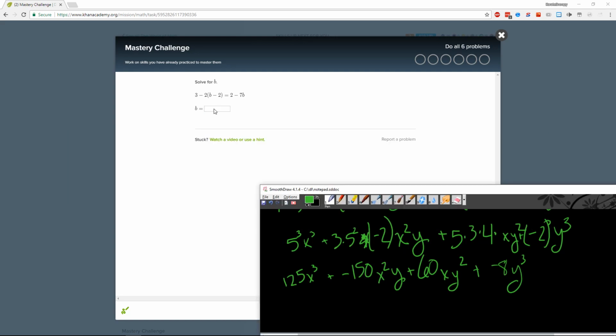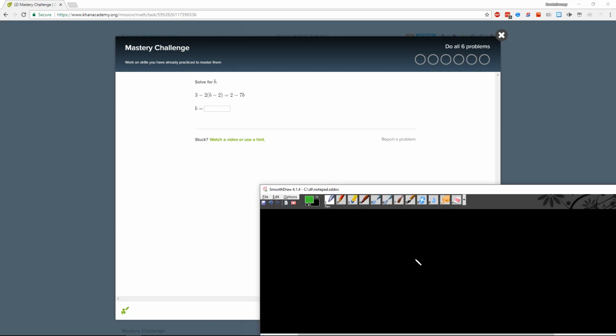Solve for b. Let's see. 3 minus 2b plus 4 equals 2 minus 7b. Add 2b to both sides. Minus 5b. Subtract 2 from both sides. 3 plus 2, so that's 5. So divide by, so it's minus 1.